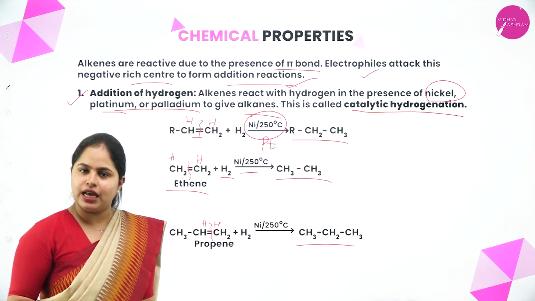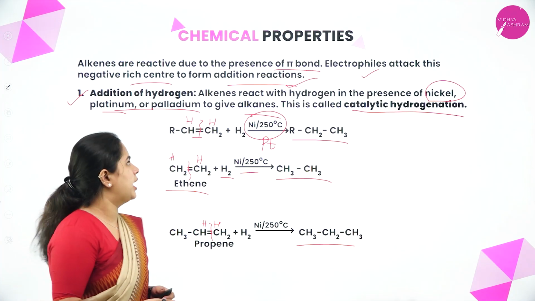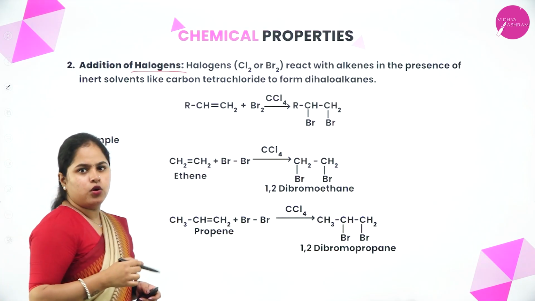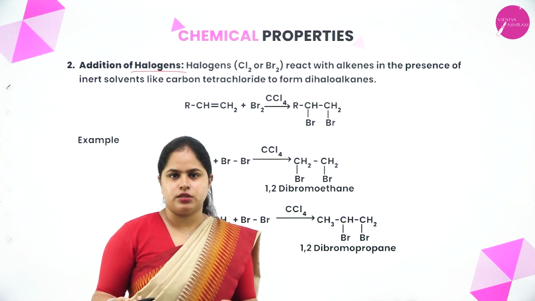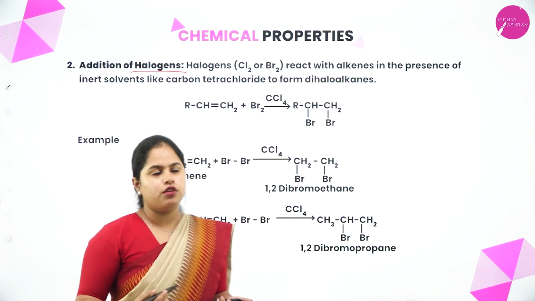So, this is the catalytic hydrogenation, that is, addition of hydrogen in the presence of a catalyst. Now, moving on to the next one, that is addition of halogen. What are we going to add here? Halogen. So, you can also call this reaction halogenation, right? Addition of halogen.